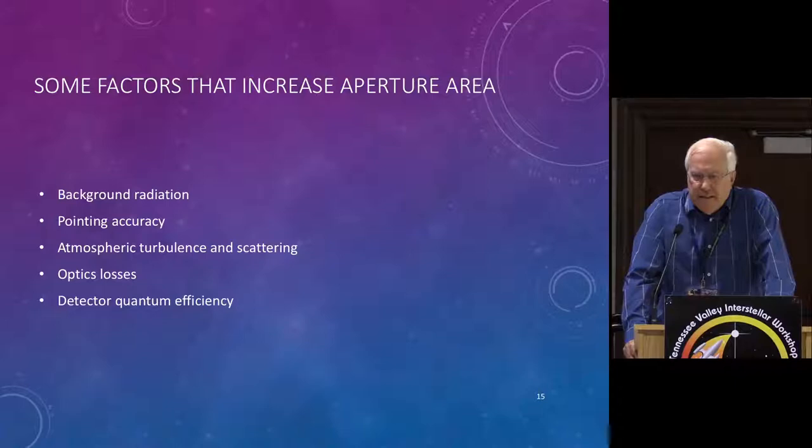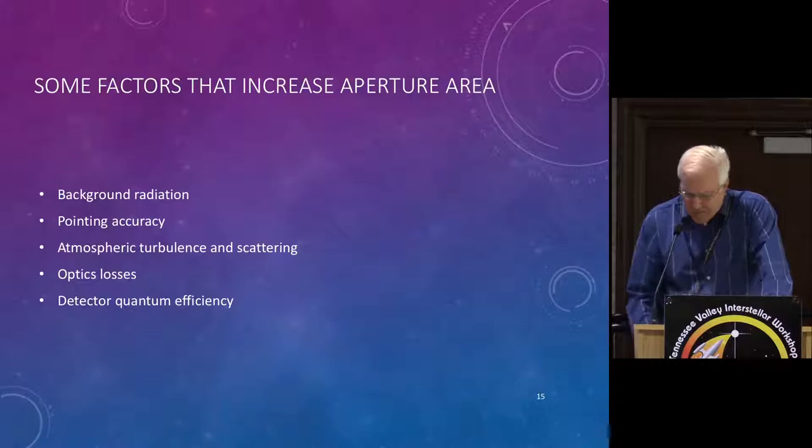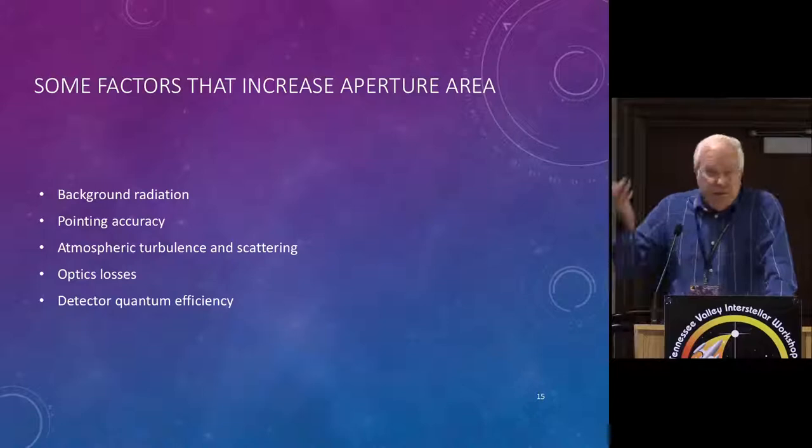Pointing accuracy is going to reduce the photons reaching us. The atmospheric turbulence and scattering I mentioned already, optics losses, and the detector quantum efficiency are all things that we have to worry about, and undoubtedly there are others. So the aperture area is going to increase as we start taking in these various factors.